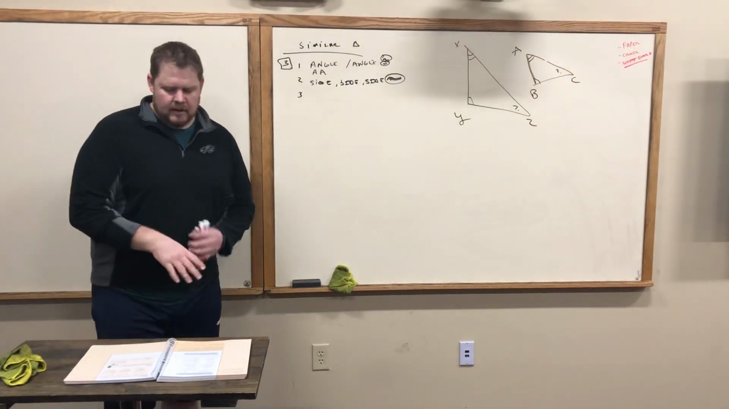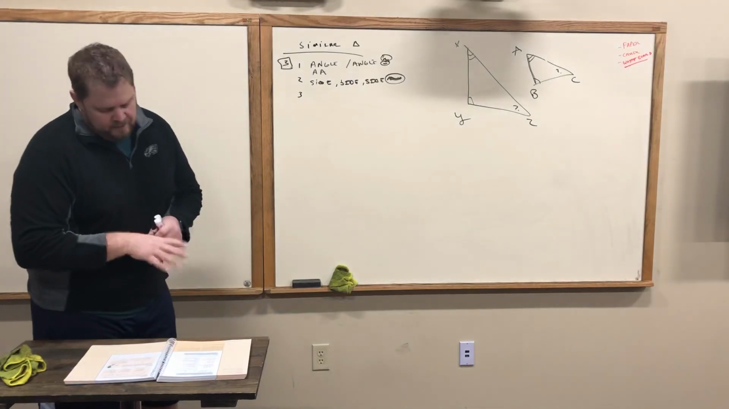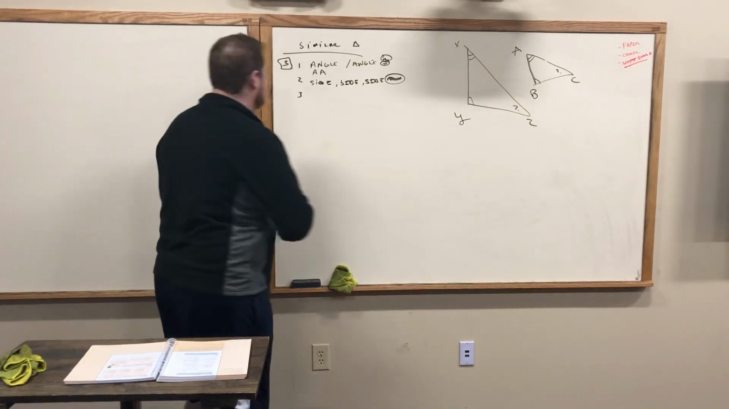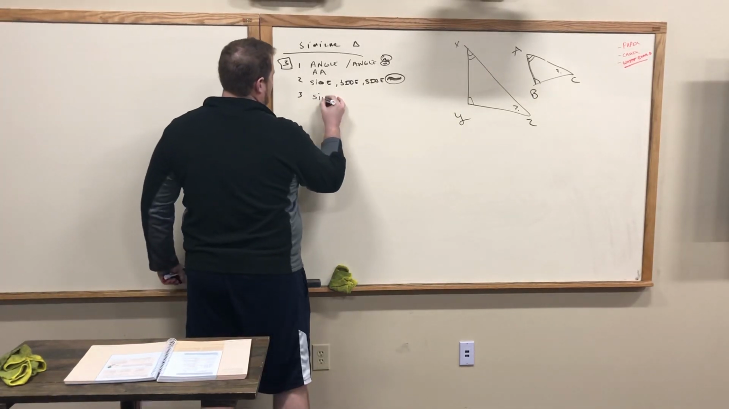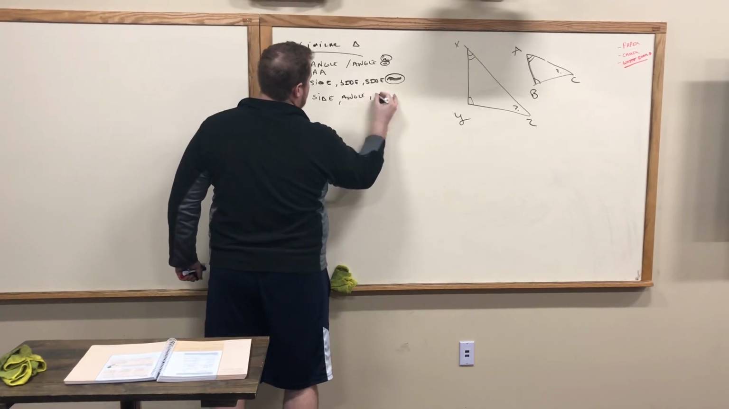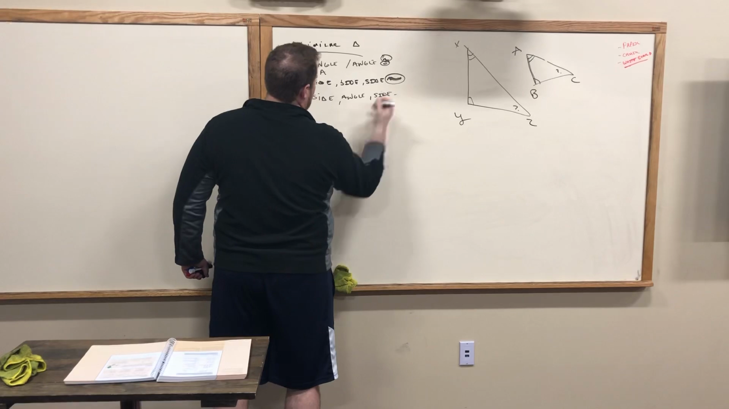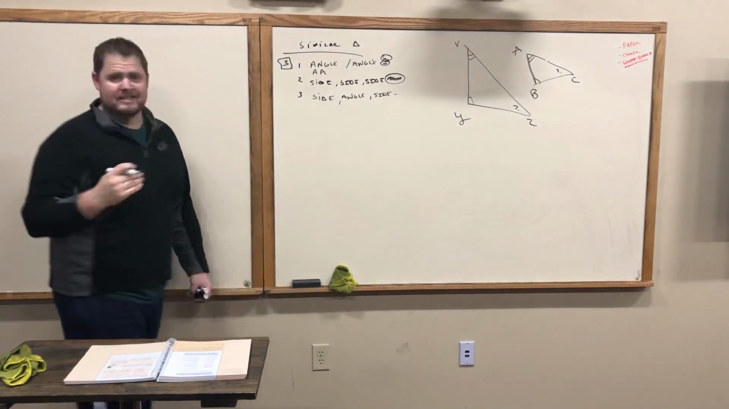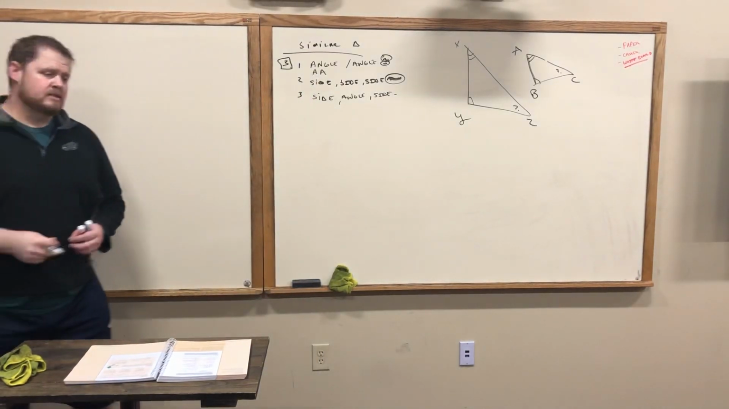And the third and final one is going to be side, angle, side. So, what do we need to know about our sides? The sides have to be what? Sides have to be what?